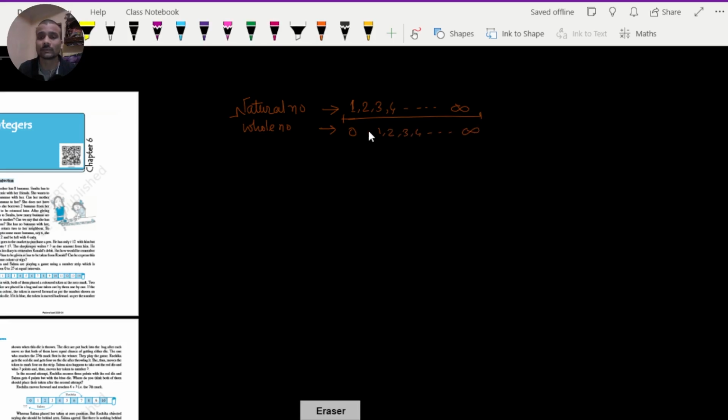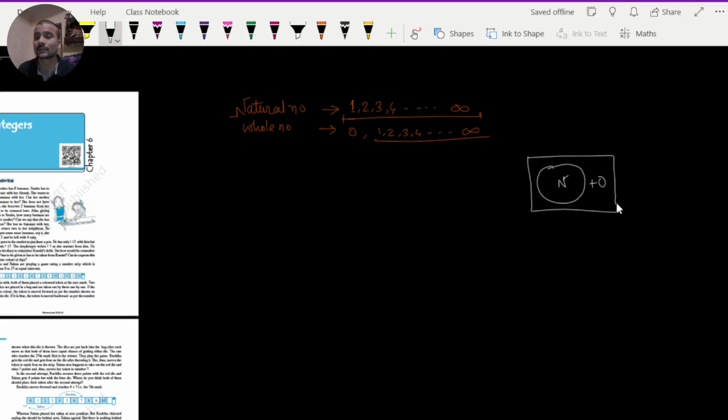1, 2, 3, 4 dot dot dot infinity. This plus should not be here, it will confuse you. It means that if this is the natural number set, and we add an extra 0, this whole set will be called the whole number set. Okay, so we have integers. What is an integer now then? If this is the whole number and this is the natural number, so what is an integer then?